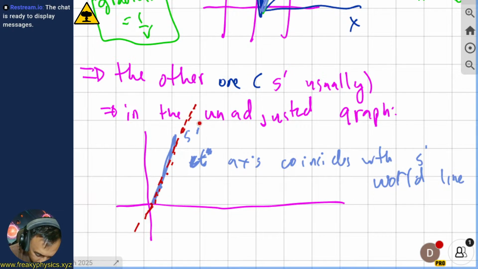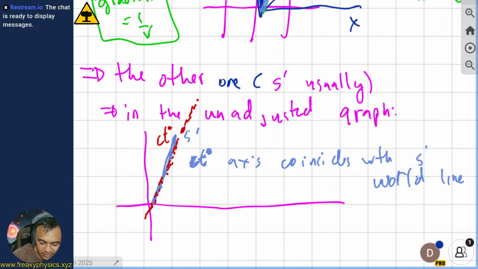I thought the CT and X were like X and Y, straight up. Yes, that's the idea. But the idea here is, again, we're drawing the lines according to what S would see, and then later on we adjust it according to what S prime actually sees. So this is going to be your CT prime line, first.